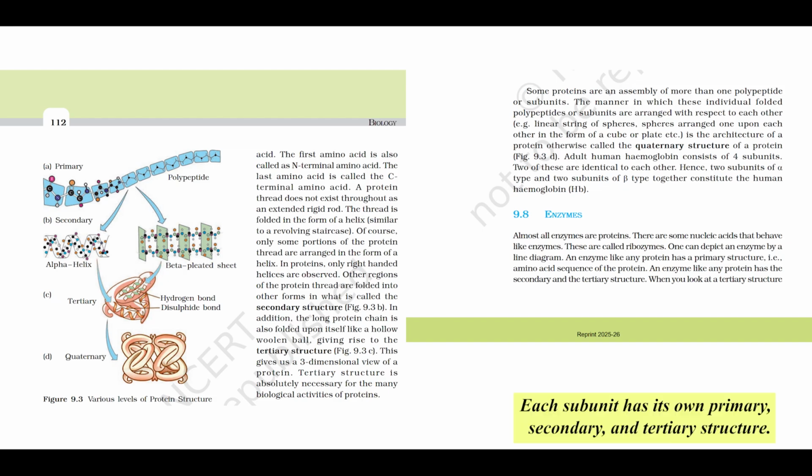Exactly. Each subunit has its own primary, secondary, and tertiary structure. The quaternary structure describes how these individual folded subunits are arranged and interact with each other in the final protein complex. How the different pieces fit together. Perfectly put. The arrangement could be simple, like 2 identical subunits paired up, or more complex, like several different subunits arranged in a specific geometry, maybe like a cube or a ring.